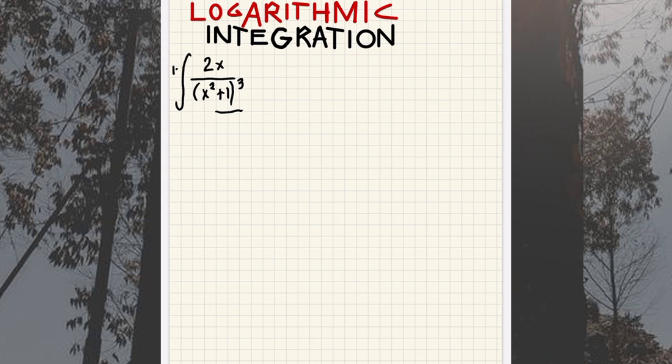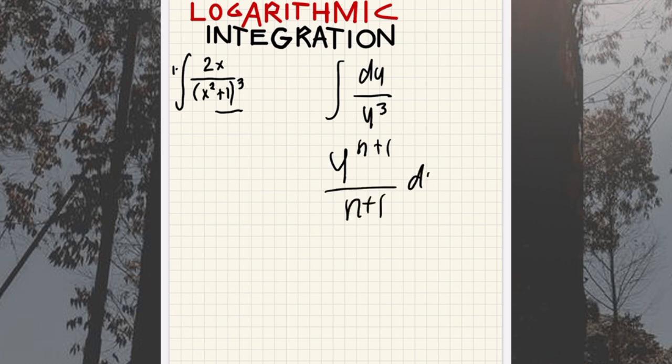Now we have to simplify and integrate. Our integral is the integral of du over u cubed, and we can apply the power rule, which is u to the n plus 1 over n plus 1 du. If we raise u in the numerator, the power will become negative, so negative 3 plus 1 over negative 3 plus 1 du.